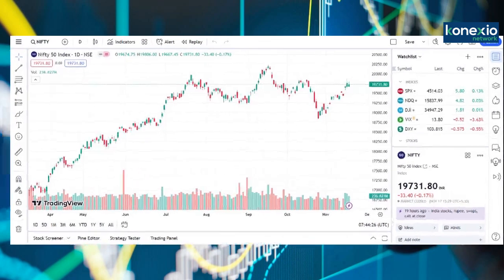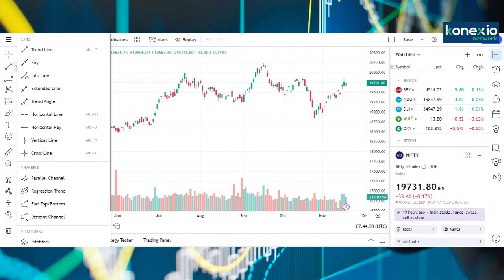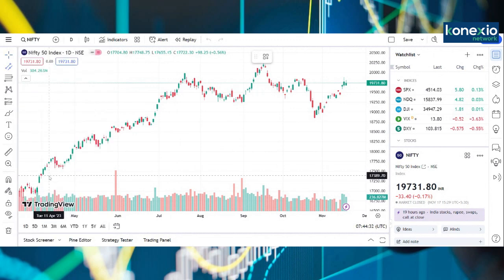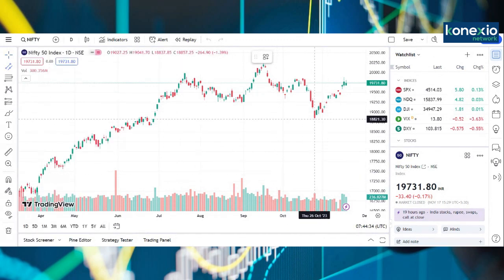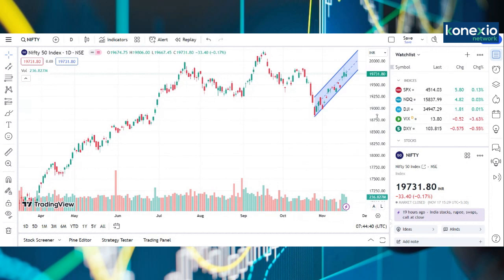Now this is the Nifty daily chart. So let me draw a parallel channel so that we will have a clear view regarding the particular upward rising channel where Nifty has been moving. So this is the moving channel, and you can clearly see that Nifty has been making higher tops, higher bottoms in this particular rising channel, and this is the daily chart.